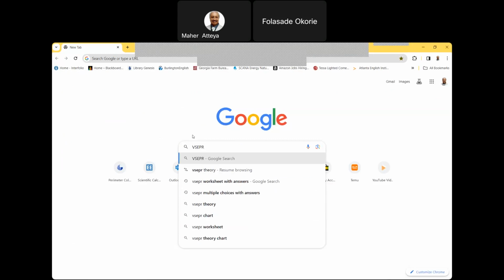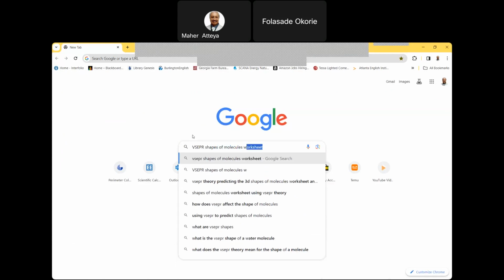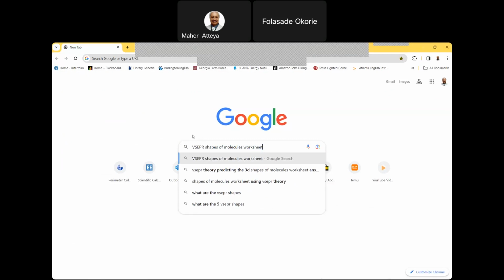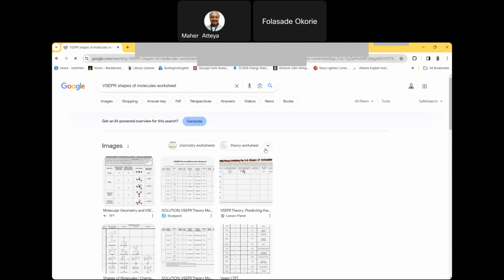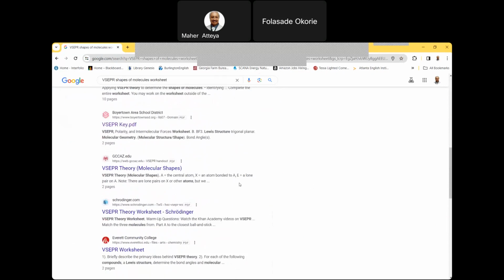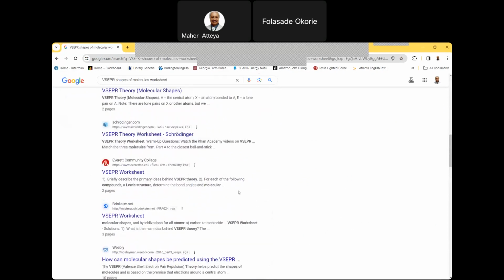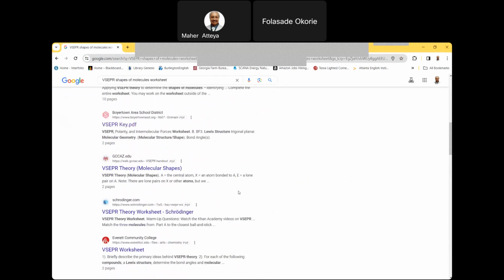Search for the VSEPR shapes of molecules worksheet. Type it in and hit enter. Then select any of those, you have plenty of them. Look at one of them. One is enough here.